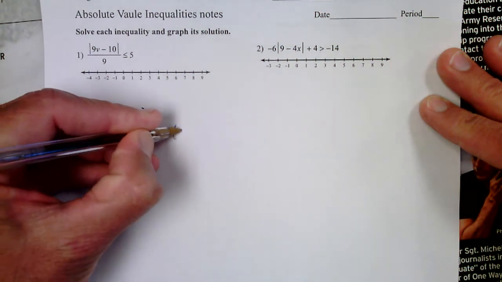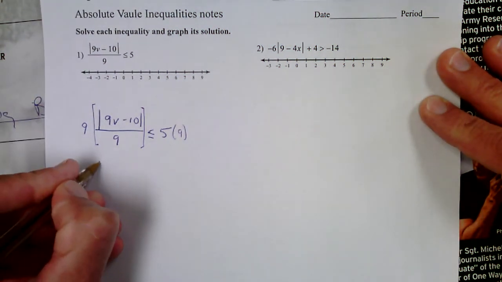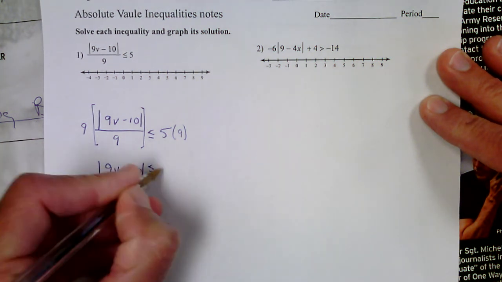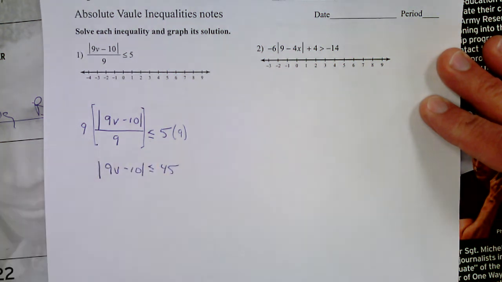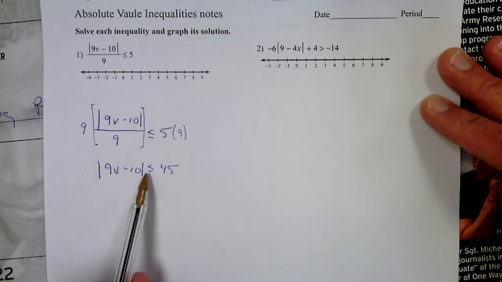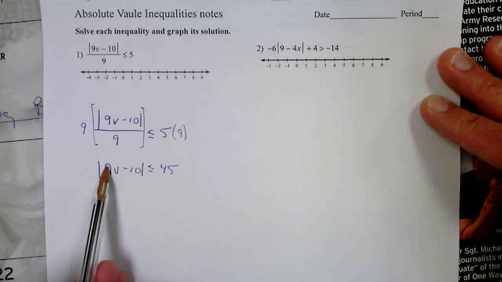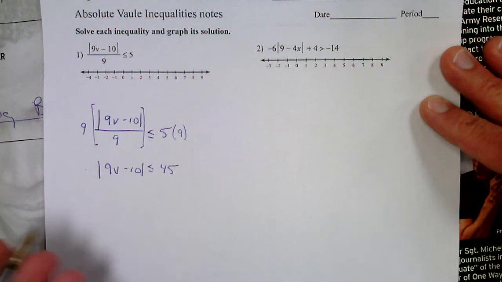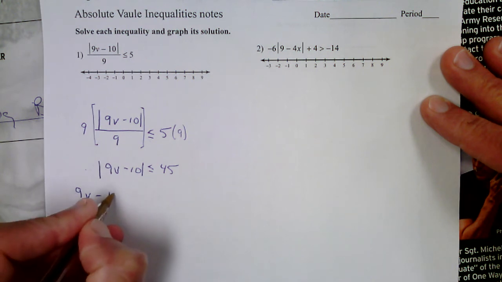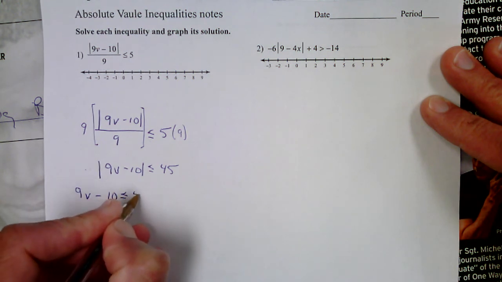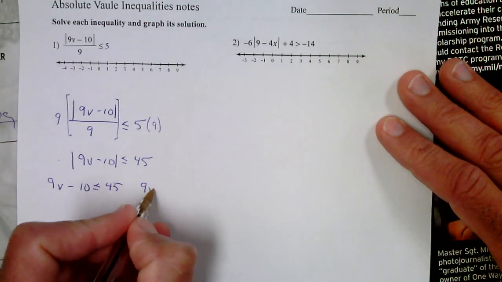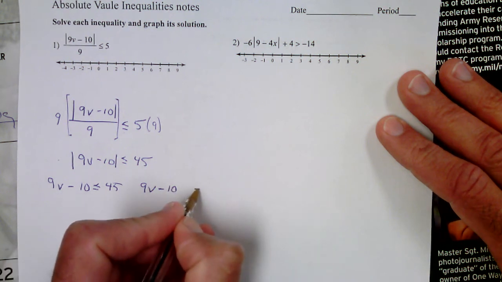We start by, in this case, multiplying by 9, and we get the absolute value of 9v minus 10 is less than or equal to 45. Okay, and now there is nothing left we can do outside the absolute value signs. We cannot simplify the inside of the absolute value signs. So this is where we split the problem. The first half of our problem is going to be just like it reads: 9v minus 10 is less than or equal to 45. Okay, and then when we split it, we also have the other side. So it's 9v minus 10, and I'm going to put negative 45 over here.